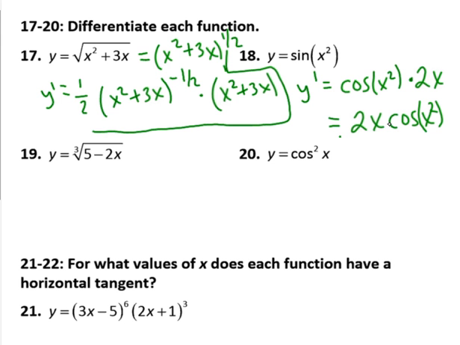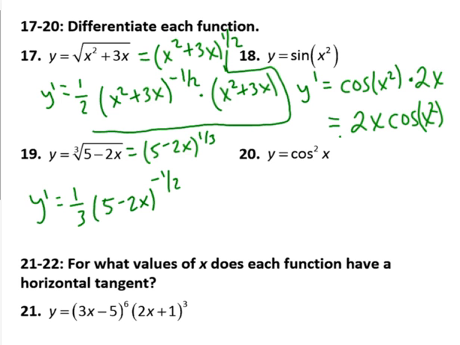Okay, so 19, this would be 5 minus 2x to the 1/3 power, so y prime would be 1/3 times 5 minus 2x to the, 1/3 minus 1 is negative 2/3, and then that's times negative 2. Again, clean that up.